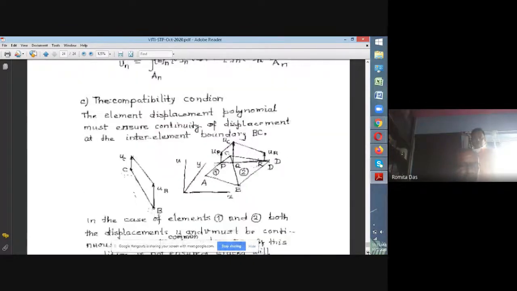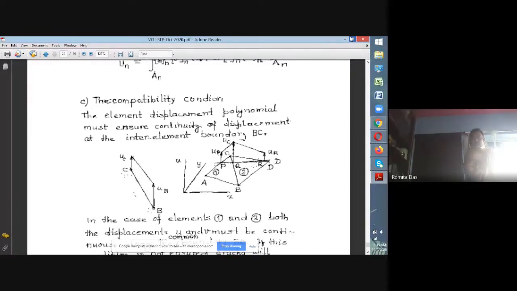Now the last condition, inter-element compatibility. The polynomial that you select must ensure inter-element compatibility. Let me go back: the surface that we are talking about in two-dimensional analysis is a doubly curved surface. So when you try to break the domain into small elements, we are breaking that doubly curved surface into a patch of triangular plates.